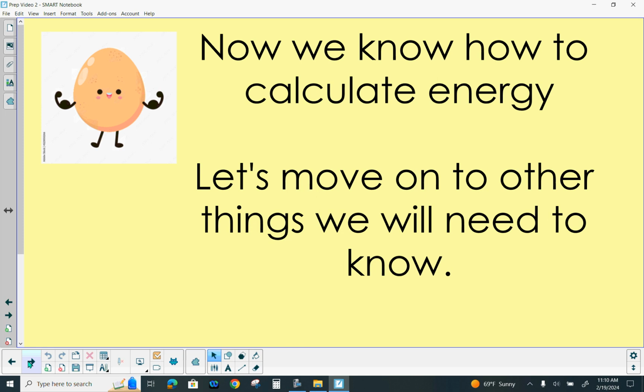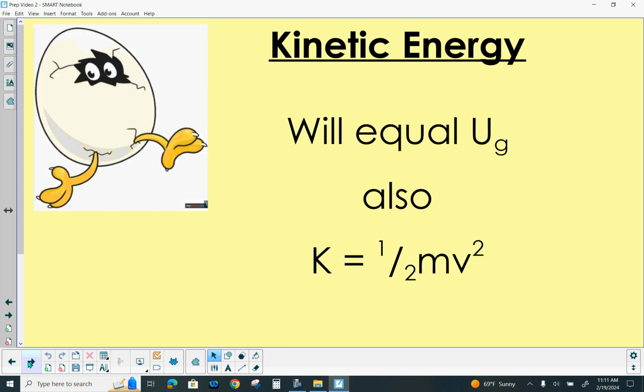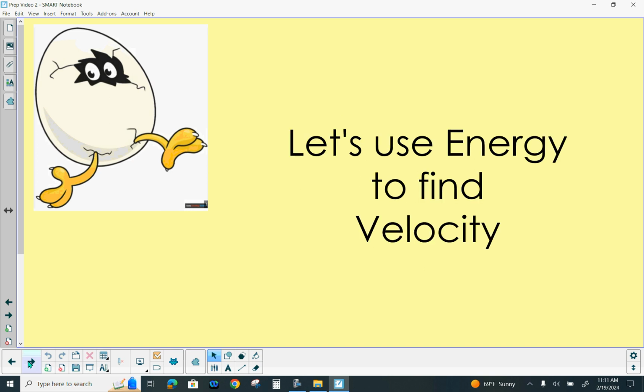We should know how to calculate energy now. In the last video, we did potential and kinetic energy. Let's move on to other things that we're going to need to know. So we know that kinetic energy and potential energy will be equal to each other. We also know that the equation for kinetic energy is 1/2 times the mass times velocity squared. We can use energy to figure out the speed of the egg.